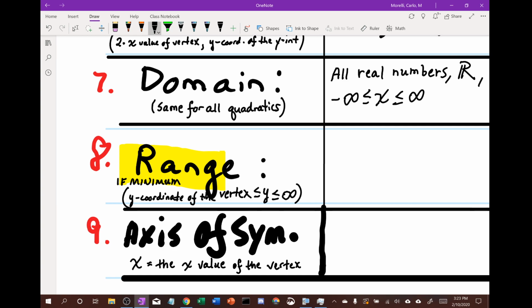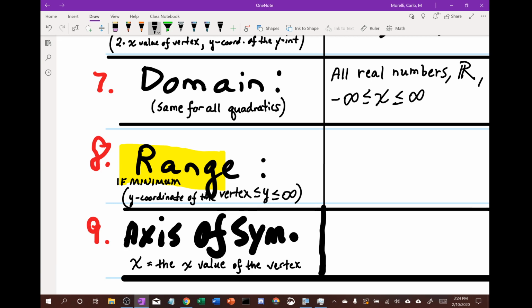In other words, if it's an upward pointing line and you have the bottom is the minimum, then your range is that y value of the vertex, which is the bottom of the graph, the bottom of the well, the bottom of the canyon, up to infinity and beyond, like Buzz Lightyear said.